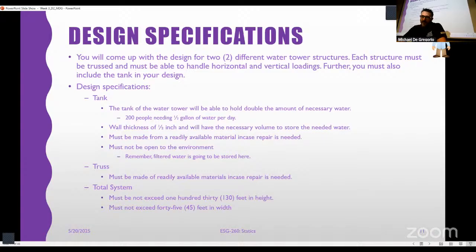So your water tower can't be open air. You're going to store filtered water there, so it's got to have a top on it. The truss itself must be made of readily available materials in case repair is needed, right? These are not things that are going to affect necessarily your hand calcs or your design, your analysis, but they are going to affect the later portion of the project that I'm going to talk about. Your total system cannot exceed 130 feet in height and must not exceed 45 feet in width. So you have a total footprint of what this has to fit into.